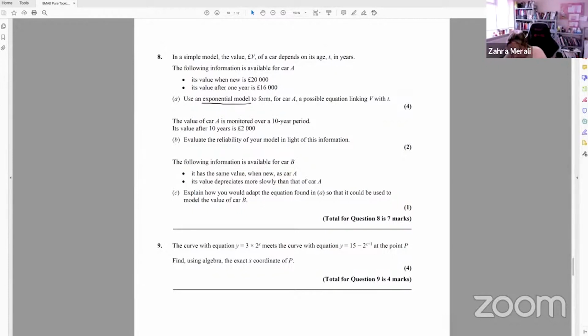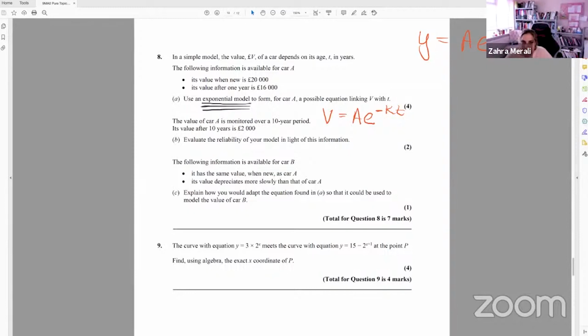Okay, you see exponential. Your brain is going to go, forget the letters for the moment, just in terms of x and y equals something A e to the minus kx. Now this might be plus or minus. It depends if it's exponentially increasing or exponentially decreasing. Now in this case, the value is going down. So we're going to have v equals A e to the minus kt. So we know that's the equation we're going for.